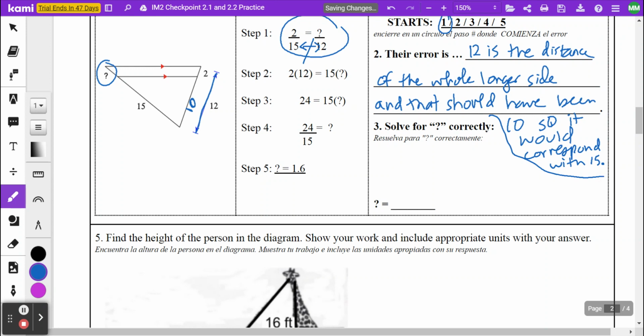So let's solve for x correctly. I'm going to use corresponding parts, and that's what you should do. Solve for the question mark. So 15 corresponds to 10. Those side lengths should be proportional to 2 over that question mark. So that gets me 10 times my question mark equals 30. I cross multiplied, and I'm going to divide both sides by 10. And I get that my question mark is equal to 3, actually.